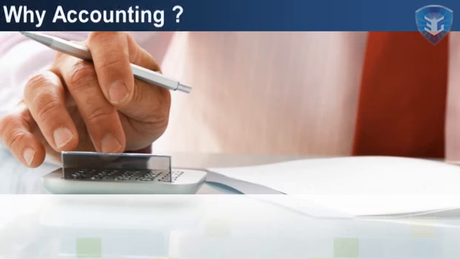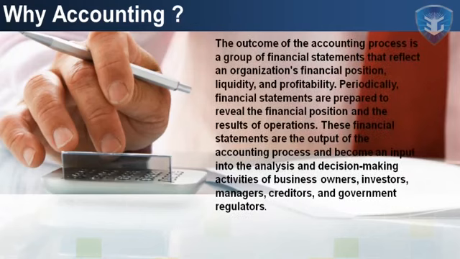Why we need accounting. The outcome of the accounting process is a group of financial statements that reflect an organization's financial position, liquidity, and profitability. Periodically, financial statements are prepared to reveal the financial position and the results of operations. These financial statements are the output of the accounting process and become an input into the analysis and decision-making activities of business owners, investors, managers, creditors, and government regulators.